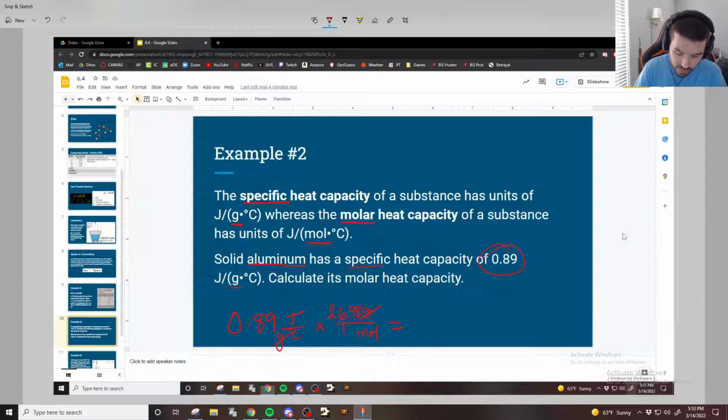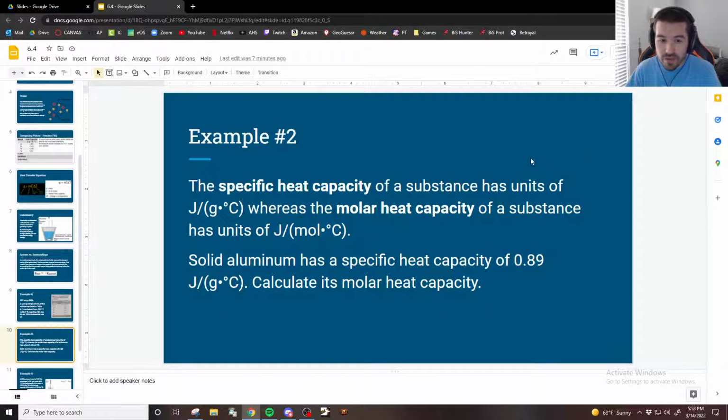So 0.89 times 26.98 is 24 point... well, I've only got 2 sig figs here, so I'm going to keep it at 24 joules per mole degree Celsius. If you're asked to work with a molar heat capacity versus a specific heat capacity, it's fine. You can convert back and forth between the two of them using the atomic mass or the molar mass of that substance. All right, let's look at the next example.